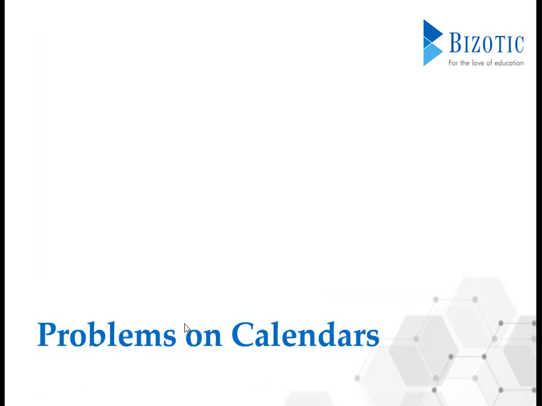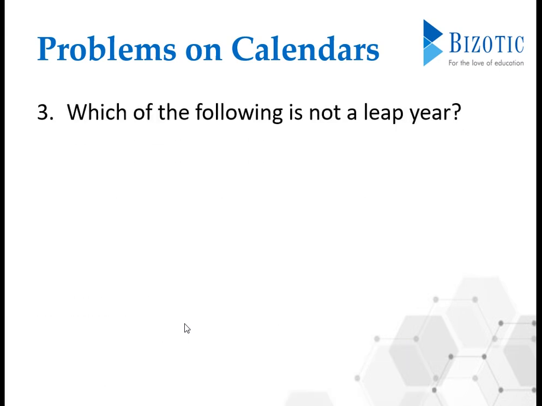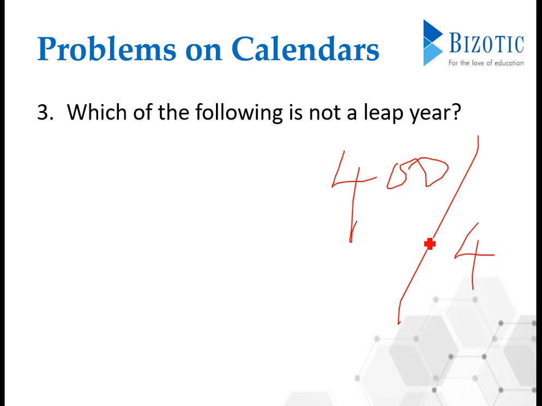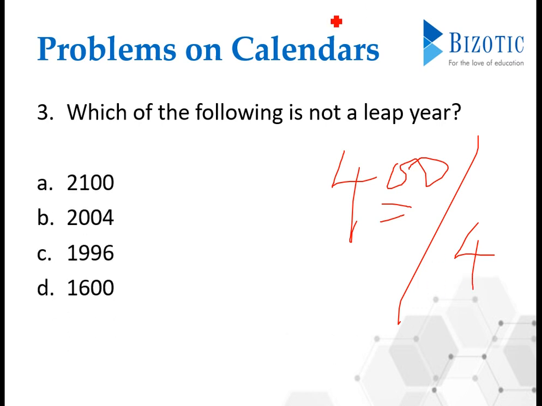Next, let's move on to the third problem. Which of the following is not a leap year? I don't have to explain this because it's been very clear in the concept. If a year is divisible by 400 or 4, the year is said to be a leap year: 400 for centuries and 4 for normal years. So let's see which of these years are leap years, and we can directly solve here itself.